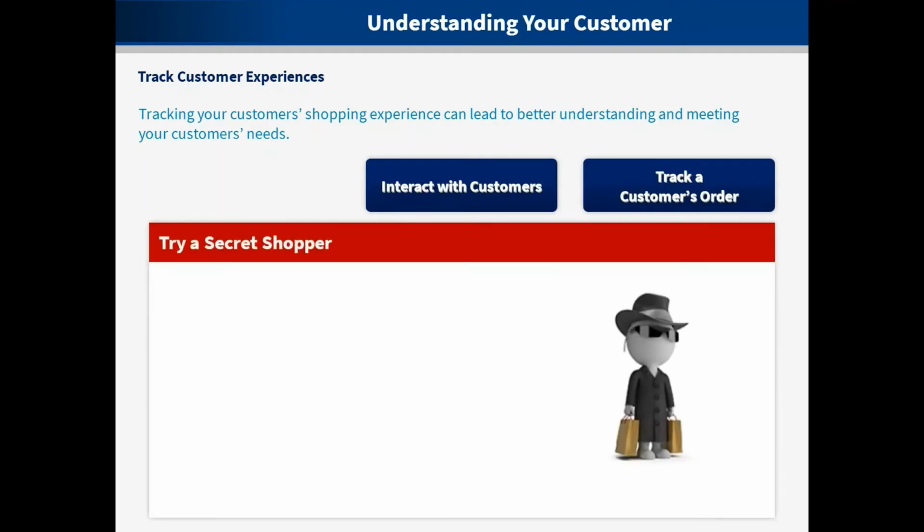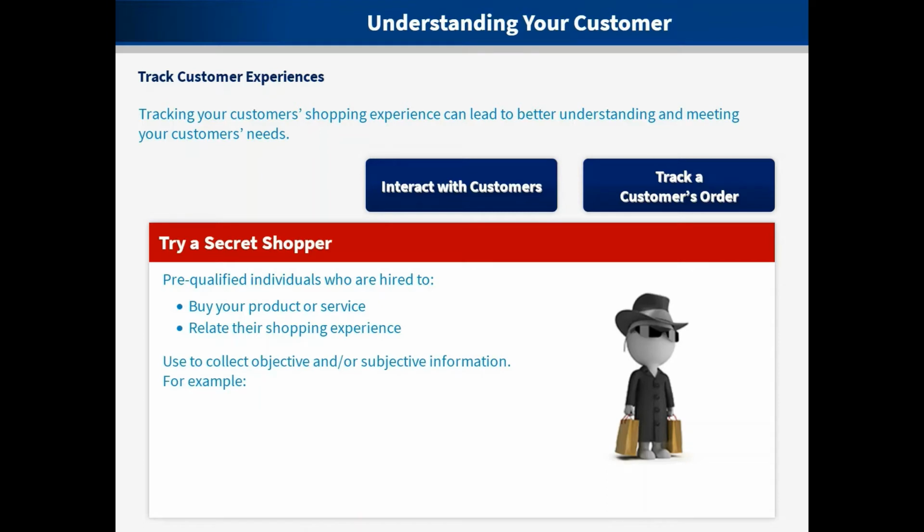Try a secret shopper. Secret shoppers are pre-qualified individuals who get paid to make specific purchases of your product or service and provide information about their experience. This can be objective, such as, did you have trouble accessing the website? Or more subjective, like, how friendly was the staff?